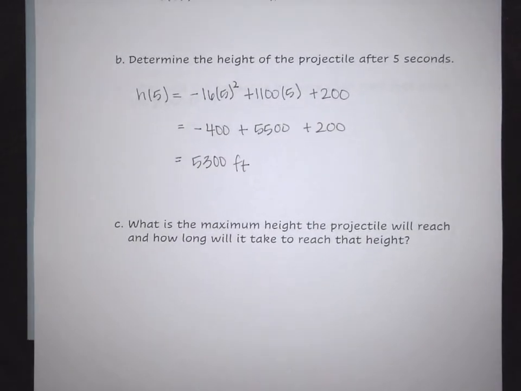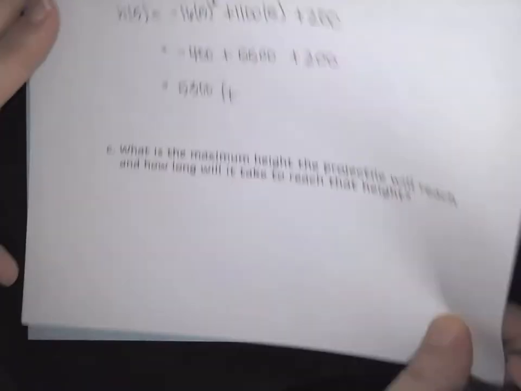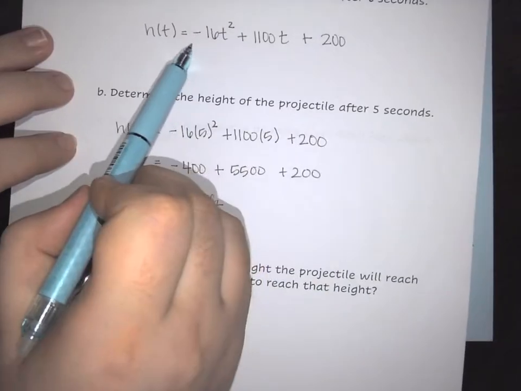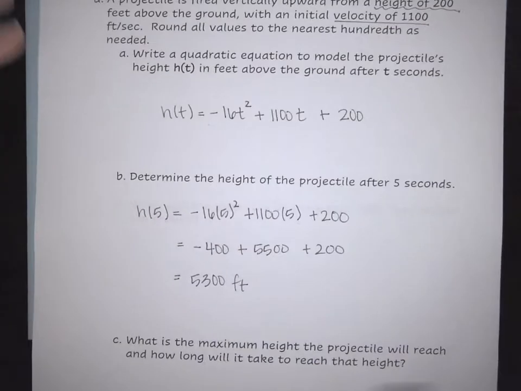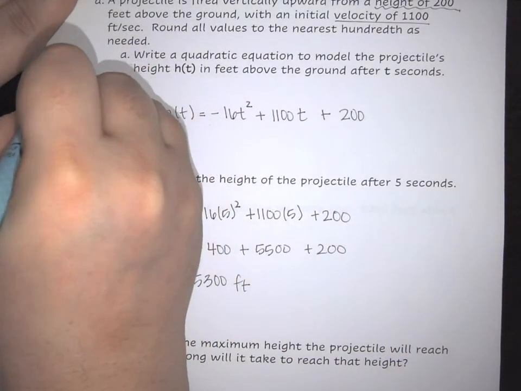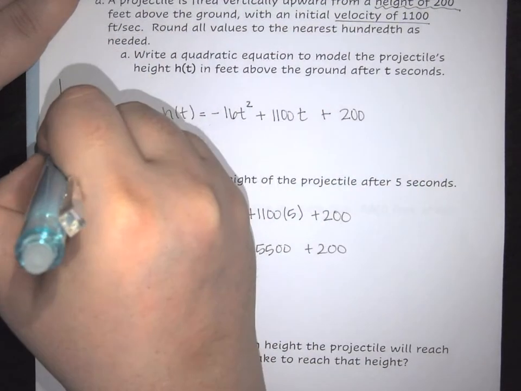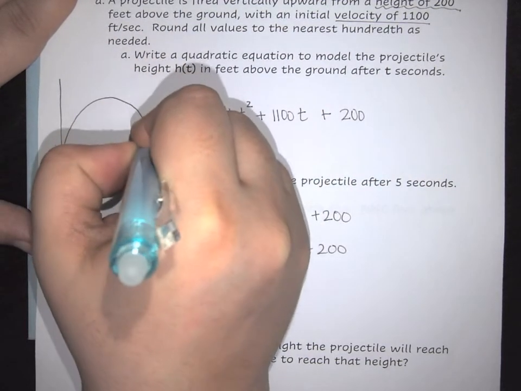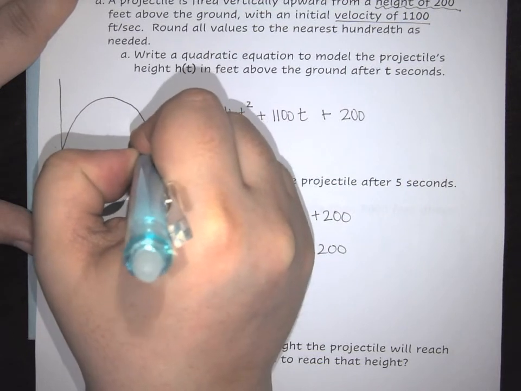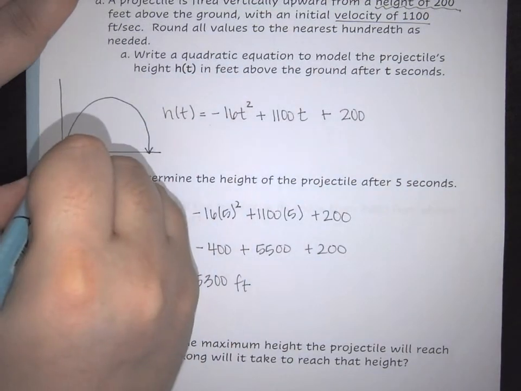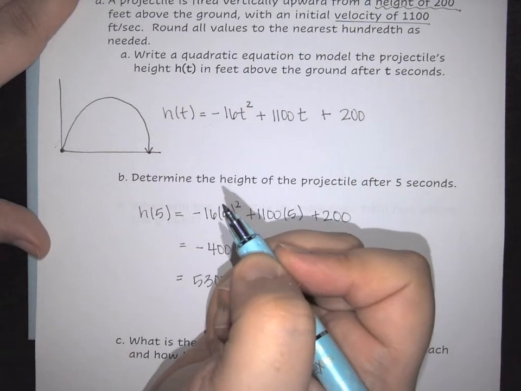Now the next part wants to know the maximum height the projectile will reach. If you think about it, this is a quadratic, and if you look here, it has a negative leading coefficient. So if we were to graph this, our function would look something like this, where we would have a starting point and an end point.